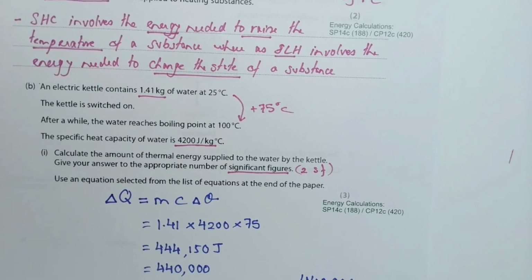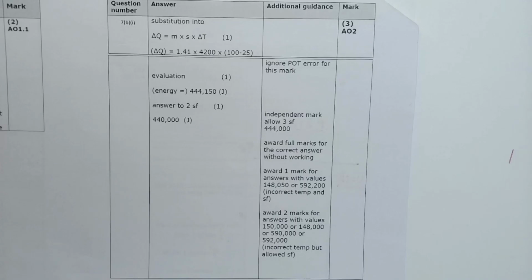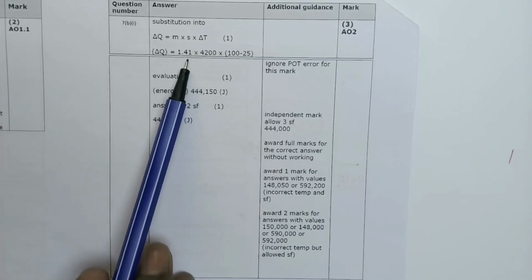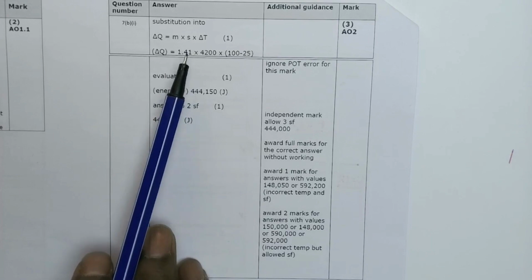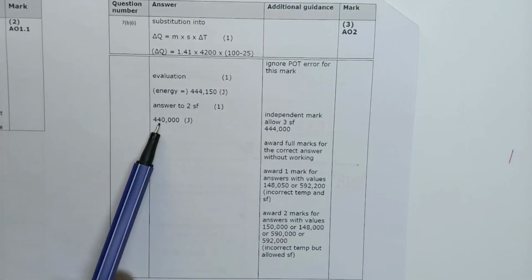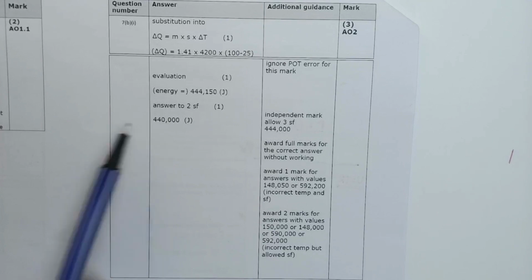Right, let's have a look at the marking scheme. So on the marking scheme, substitution is 1 mark for you to multiply those values straight off and to get 440,000 joules.